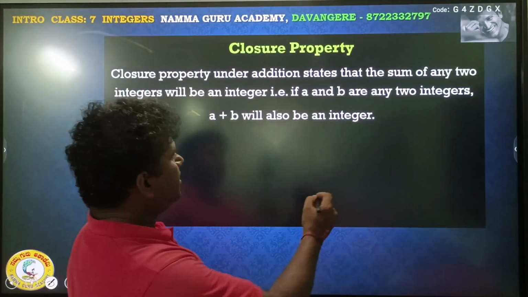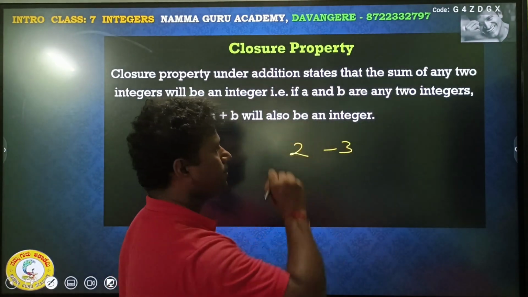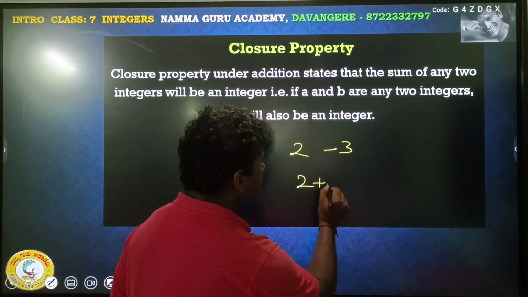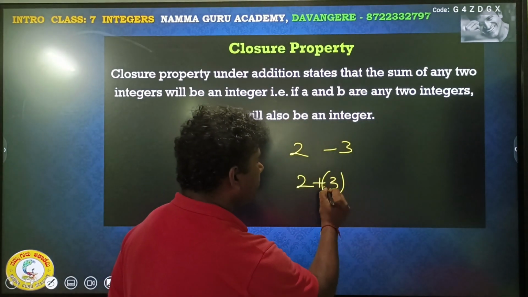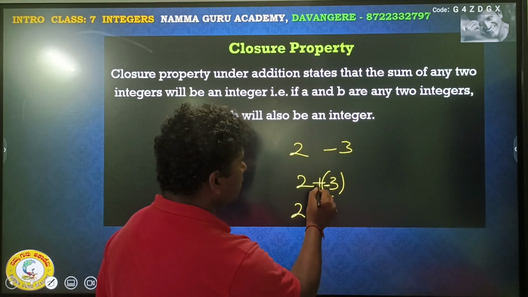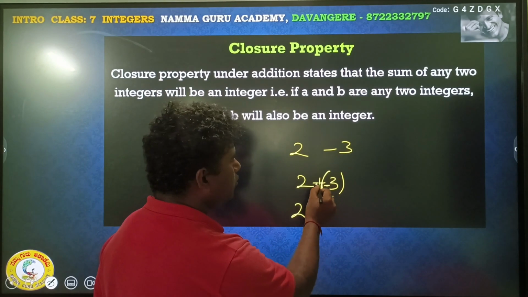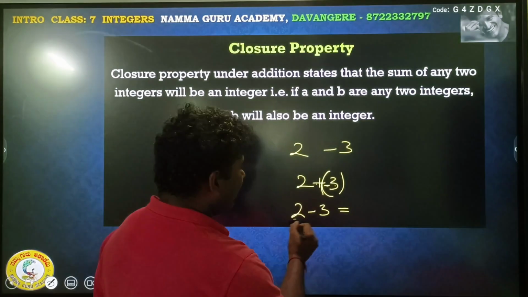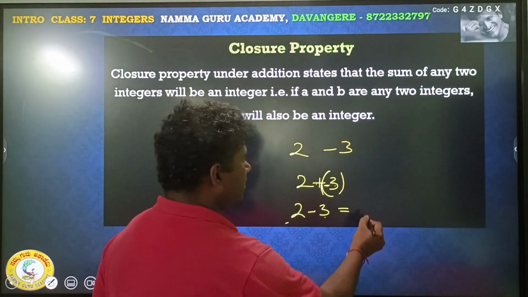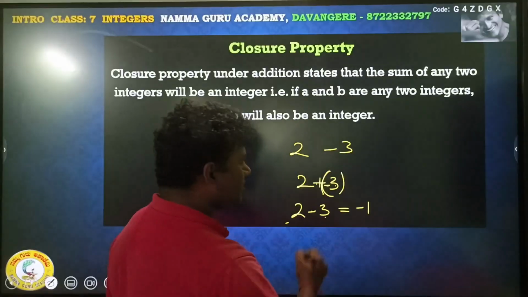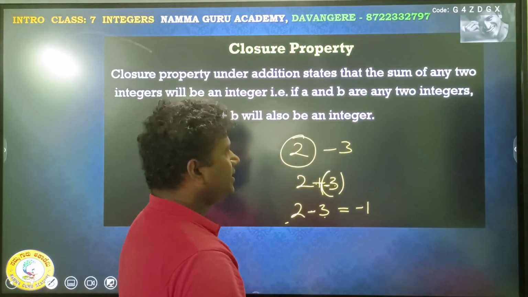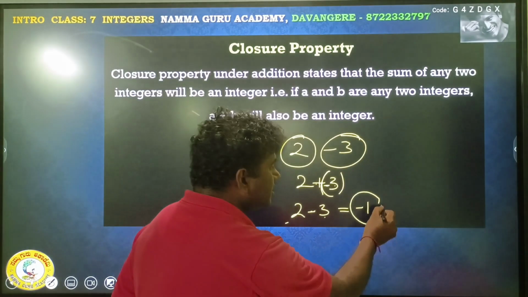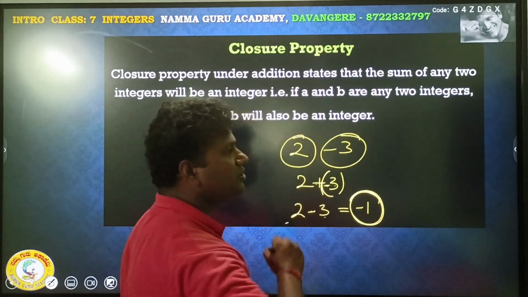That means if you add 2 plus minus 3, what does it become? Here the bracket means multiplication, plus into minus is minus. Here the signs are opposite, so we subtract, and the bigger number's sign is minus. Look here, 2 is an integer, minus 3 is also an integer, and the answer is also an integer.